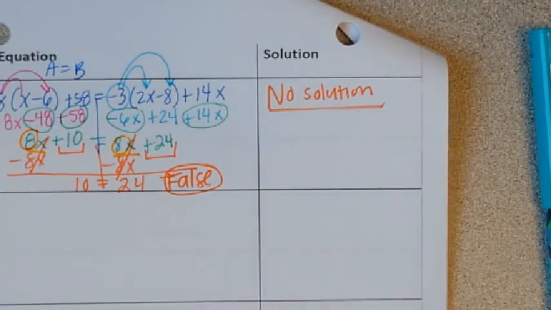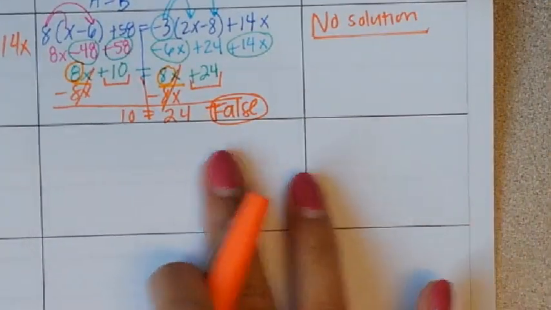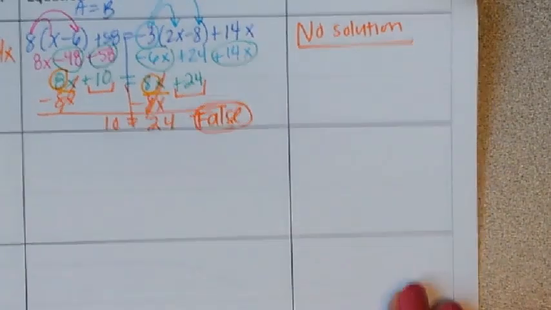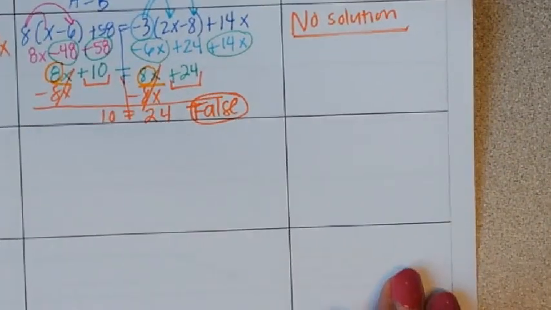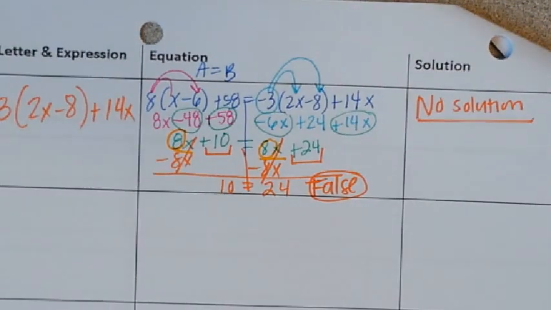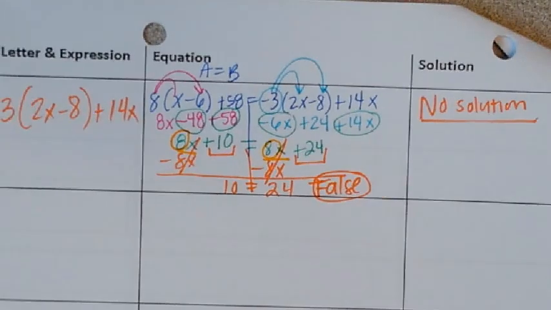Okay, so you would do that with all of them, showing your work and then the solution. Some of them do have a solution. Some of them will be all real numbers or infinitely many solutions. And you're going to do as many as possible from the ones that are indicated for you on the board. Okay, so I hope that helped.